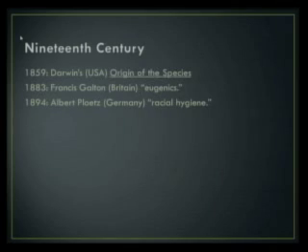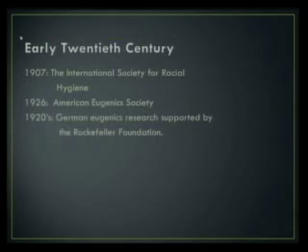Then, in 1894, Albert Plotz in Germany coined the term racial hygiene. It went beyond this. It said not only can we selectively breed human beings to improve mankind, but we should also prevent breeding of genetically inferior species or types to prevent degeneration of the human race. Now, that all sounds kind of wacky today, but it was very, very influential in the late 19th century.